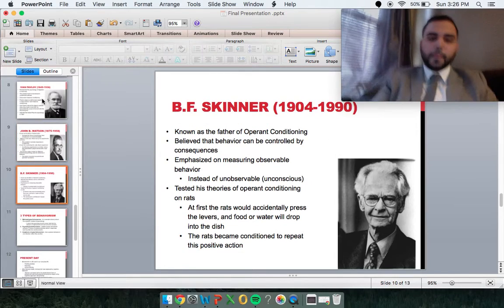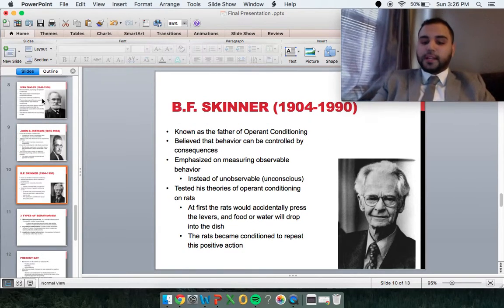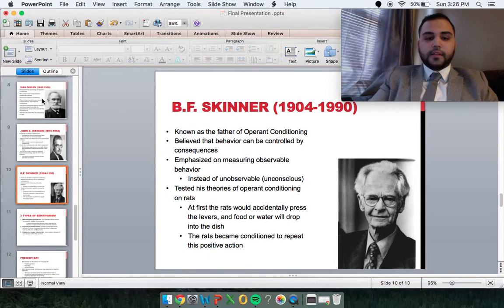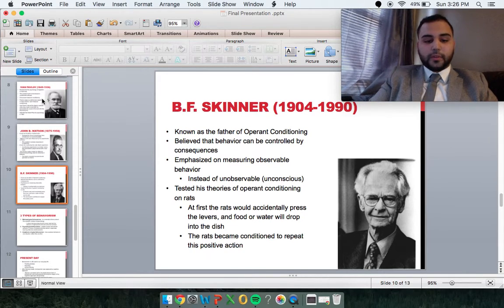And continuing, B.F. Skinner, 1904 to 1990. This was towards the end of behaviorism, as I would like to say, because after B.F. Skinner, behaviorism was not of much interest in psychology. He is known as the father of operant conditioning, and believed that behavior can be controlled by consequences. He emphasized measuring observable behavior instead of unobservable, unconscious behavior.